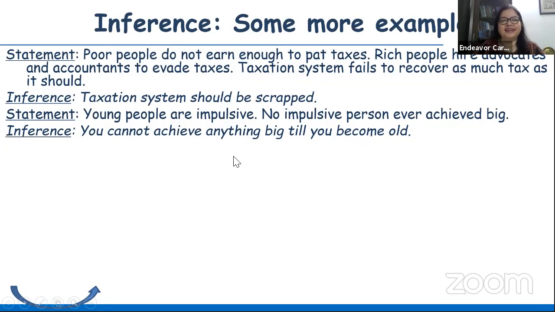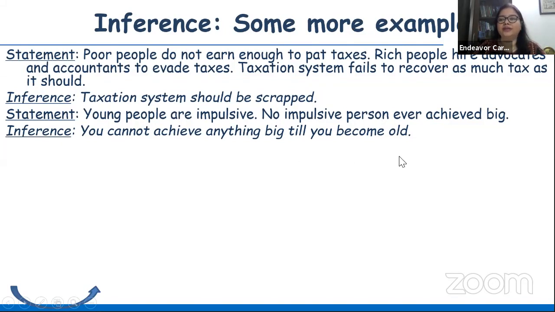Now look at this. Young people are impulsive. No impulsive person ever achieved big. So can I say you cannot achieve anything till you become old? In syllogisms, we are also taught one thing, that a syllogism is all about three terms: A is B, B is C, and therefore what is A and C? Or A is B, B is C, and C is D. So what can be the connection between A and D, etc.? You're basically looking at a middle term connection between two terms. So where did this old come from?